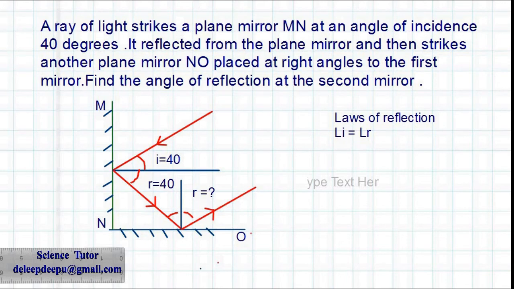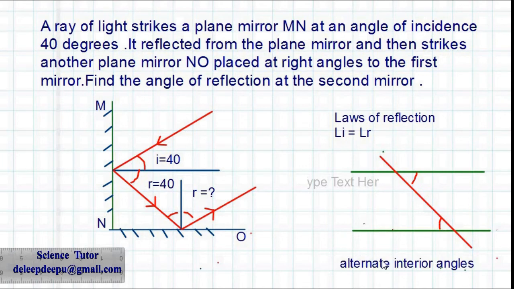For that, we can look at these lines, two parallel lines. In mathematics, you studied that if two parallel lines are cut by a transversal, then the alternate interior angles formed are congruent. So here these are the alternate interior angles. These drawings are the same.